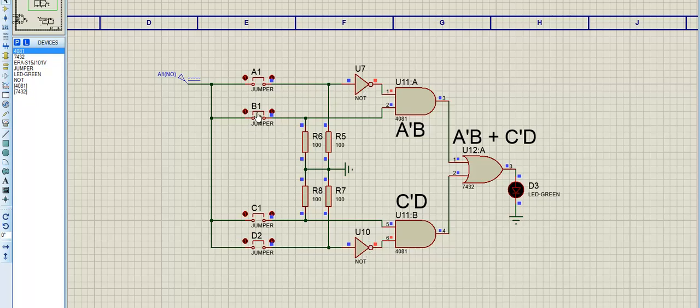Now if I turn B on, which means that there is a 1 here and 1 here, which makes the AND gate give out a 1, and this turns on the LED. Same goes for here. If I turn the C on, the LED turns on, but if I turn the D on, this means that there is a 0 here and there will be no output. So this verifies the truth table for this Boolean expression.